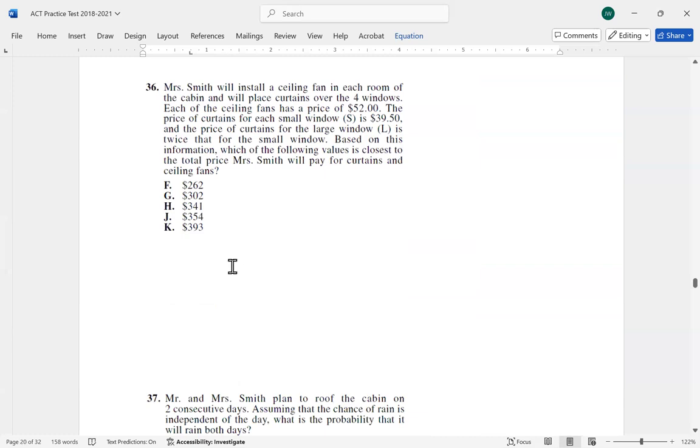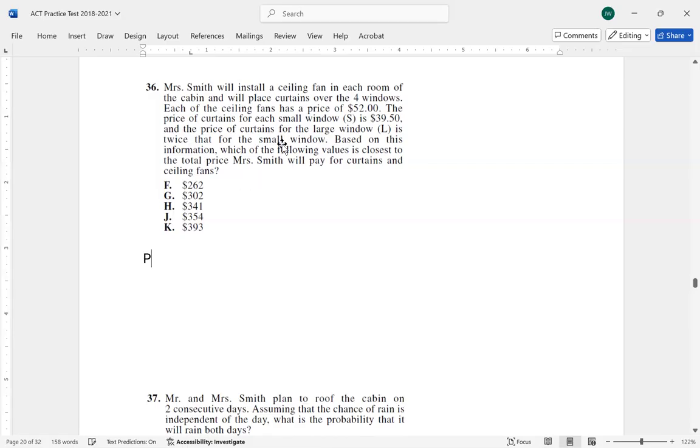Question 36. Mrs. Smith will install a ceiling fan in each room of the cabin and will place curtains over the 4 windows. Each of the ceiling fans has a price of $52. The price of curtains for each small window is $39.50, and the price of curtains for each large window is twice that for the small window. Based on this information, which of the following values is closest to the total price Mrs. Smith will pay for curtains and ceiling fans?